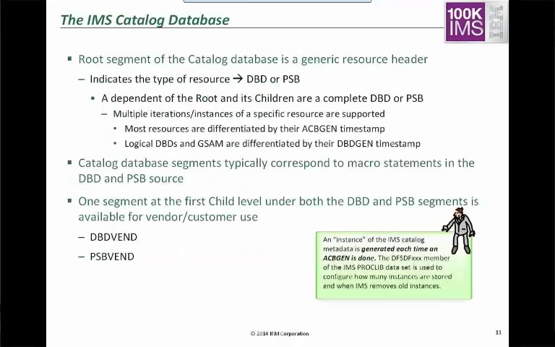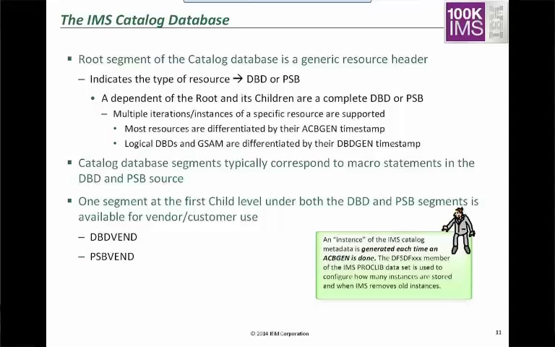The root segment of the catalog database is a generic resource header. It indicates whether what lies underneath it is a DBD or a PSB. And a dependent of the root and its children are simply a complete DBD or a PSB. And each segment corresponds to the macro that you code in the DBD or the PSB. There is a place in the catalog where vendors or customers can store information. There's a segment called DBDVEND for vendors or customers to store information for DBDs, and PSBVEND for customers or vendors to store information in the PSB.